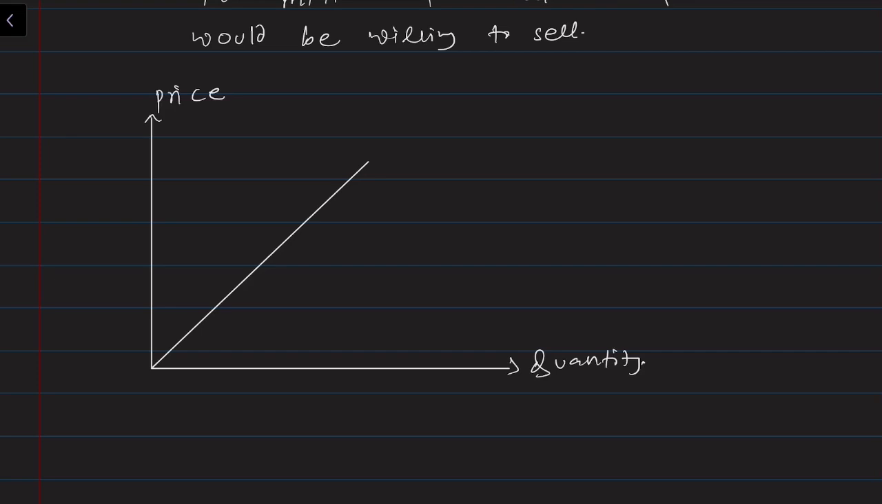When there are infinitely many producers, the supply curve looks like a straight line, and the area between the price and the supply curve gives us the total producer surplus. So let's say this is the price of a good in the market, and the area between the supply curve and the price is the total producer surplus.